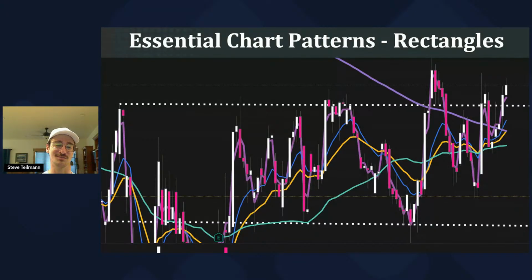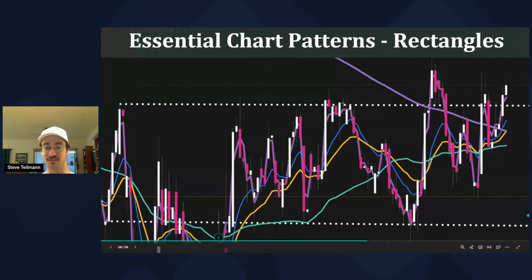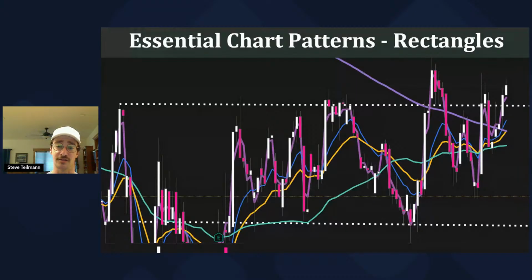So let's briefly go over rectangle patterns here. Super simple. You've got the big flat top resistance and big flat top support. The chart we're looking at right now is Chipotle, CMG, and this is from today. So this is today's price action here. I think maybe it's an hourly candle chart, maybe a 4-hour, something like that.